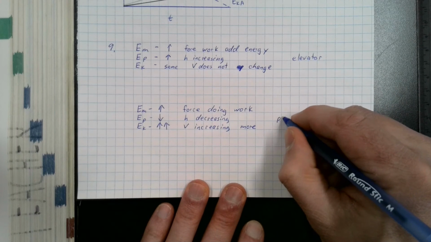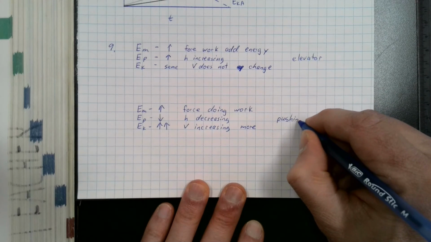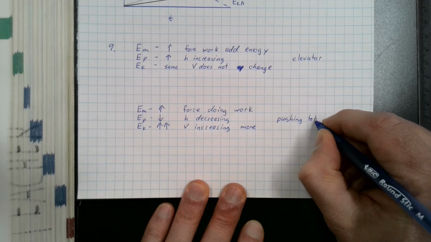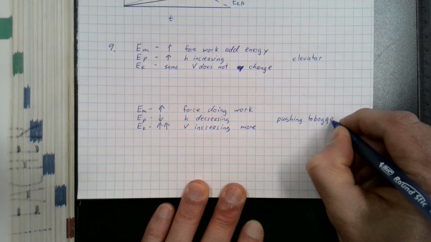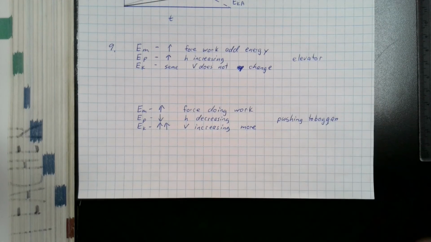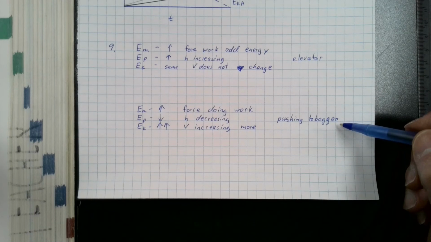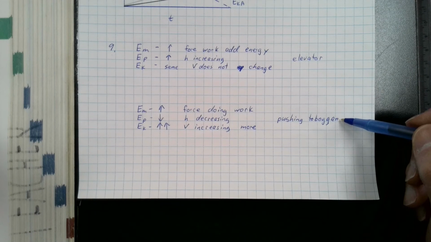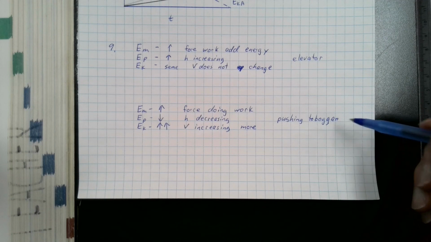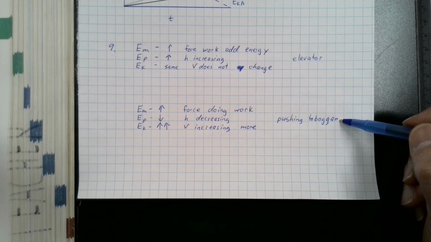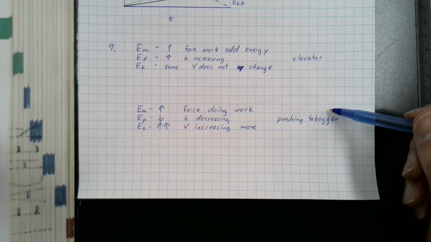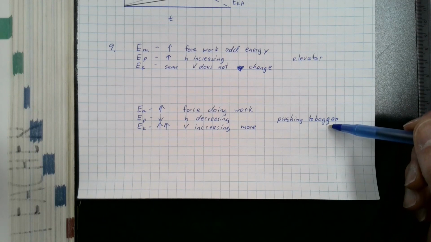So my example for that will be pushing a toboggan. As a little kid, when I went tobogganing downhill, you put your hands on the ground and push as much as you could to increase your speed as well. Or you could have somebody pushing you, something along those lines. But we have to have that force causing their mechanical energy to go up as they're going down the hill and going faster and faster.